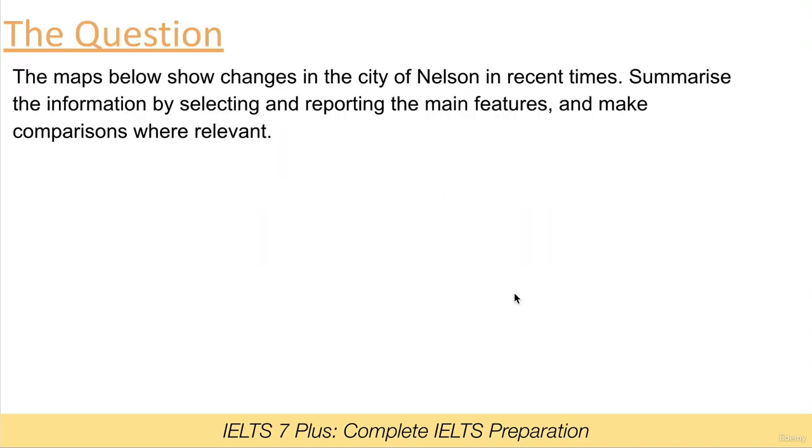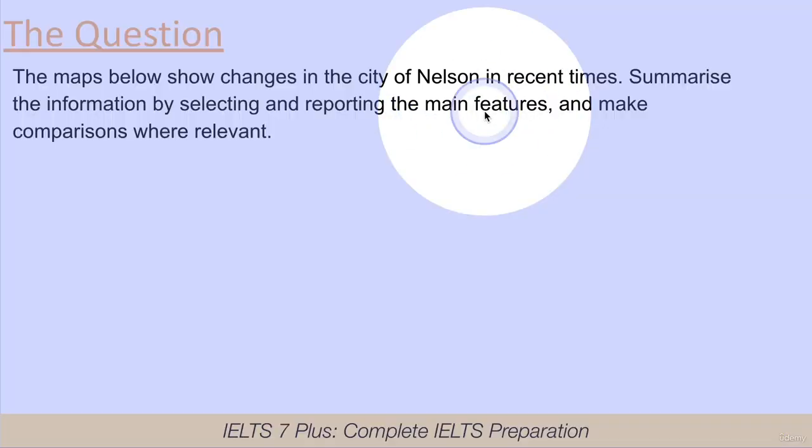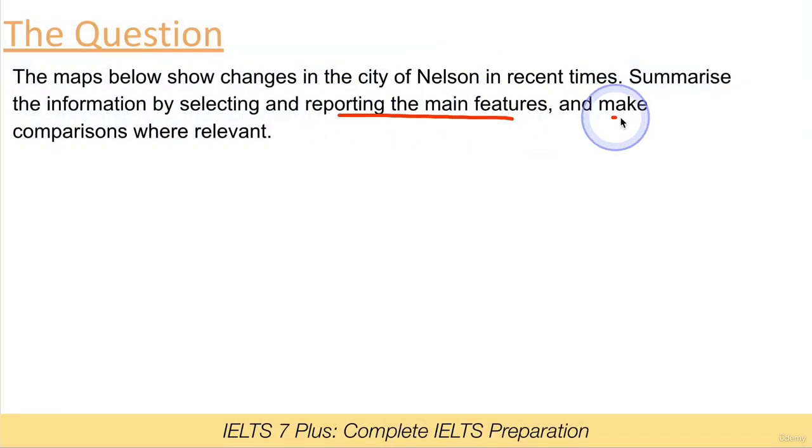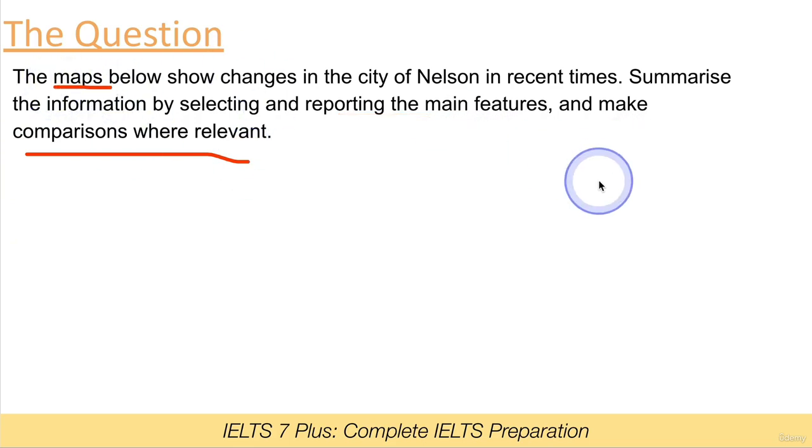All right, so here is the question. The maps below show changes in the city of Nelson in recent times. Summarize the information by selecting and reporting the main features and make comparisons where relevant. Okay, so same task. We're reporting the main features and we're making comparisons. However, this time we're looking at maps, so let's see the maps themselves.